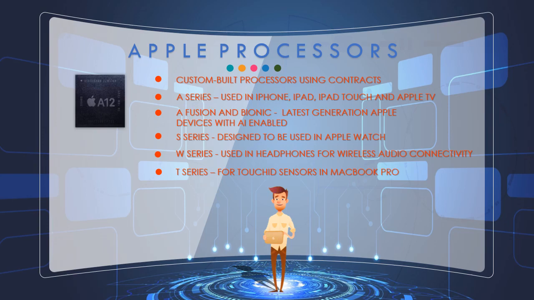Then finally the T series. It is designed to be used in the Touch ID sensors in the latest MacBook Pro. Only two processors are there, T1 and Apple T2, used in the MacBook Pro series. So that is all about Apple processors: custom built processors made using contracts, with different series: A series, A Fusion and A Bionic, S series, W series, and T series. These are the processor series built by Apple.